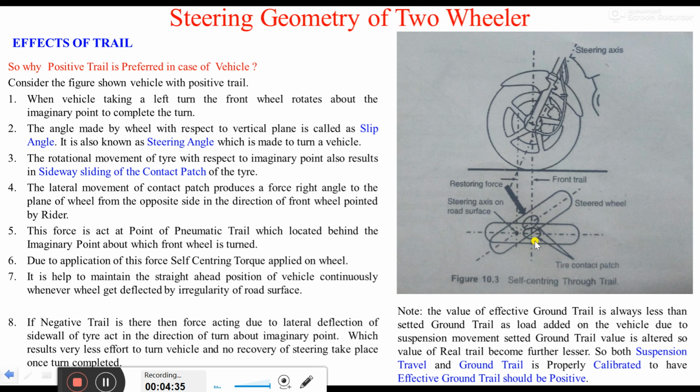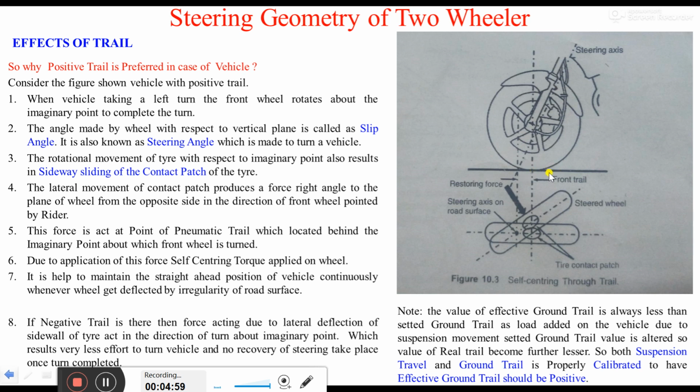Okay, and if we have a negative trail, meaning the intersection point of the steering axis will lie somewhat behind here in case of the negative trail. So the intersection point of the steering axis with the ground surface may lie behind the intersection point of the vertical axis with the ground surface. Meaning in the case of negative trail, this imaginary point used to be here.